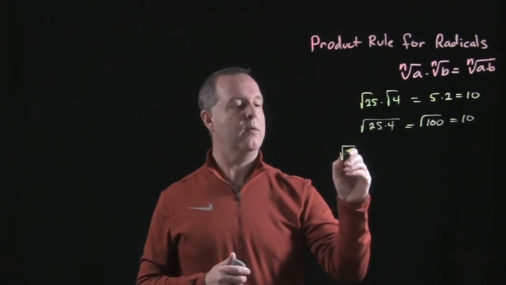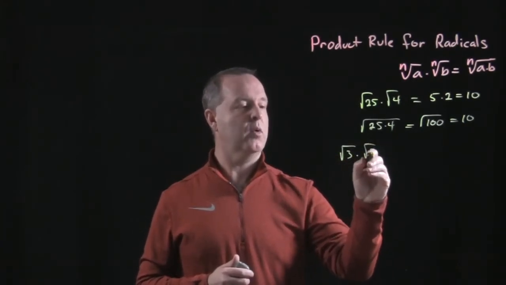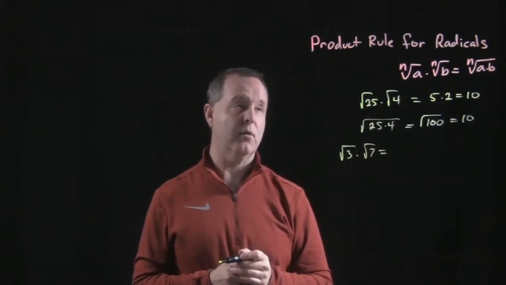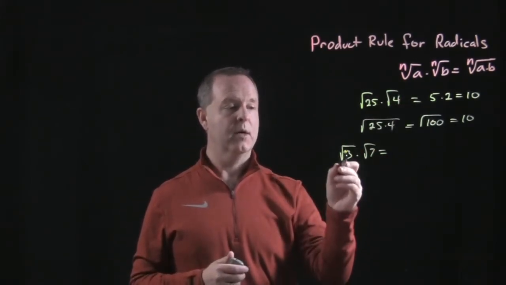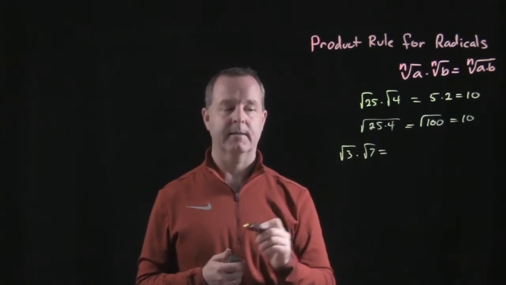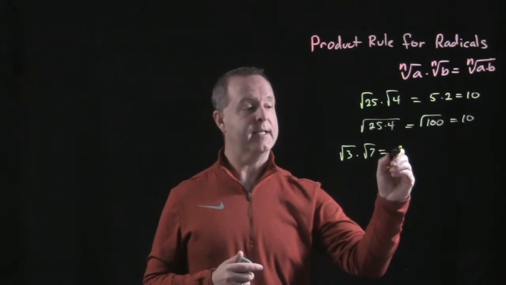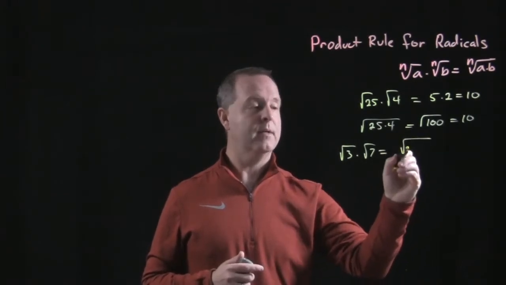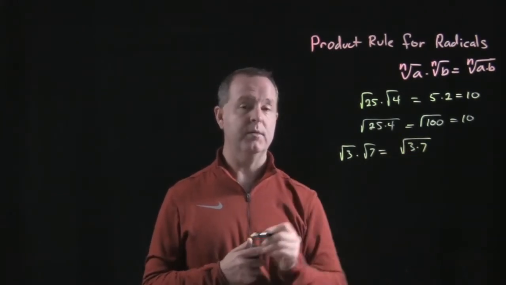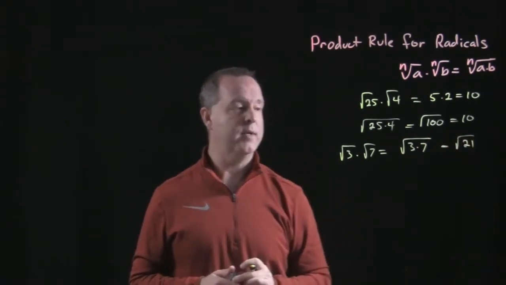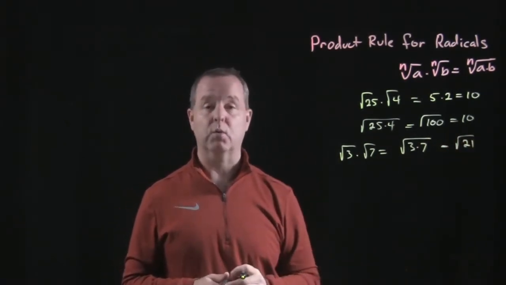If I had the square root of 3 and I want to multiply it by the square root of 7, in order to follow this product rule for radicals, we have to ensure that we have the same index. That means this is a square root and that's a square root. If that's the case, then I can combine them all underneath the same square root, and the result is the square root of 21.